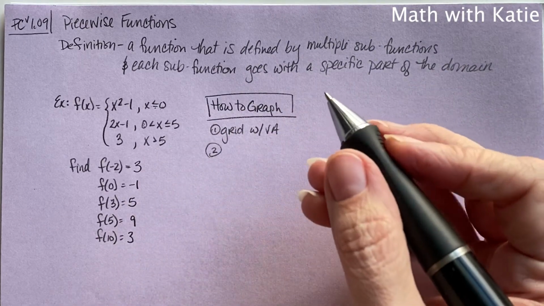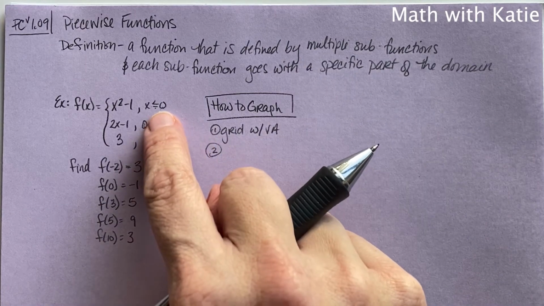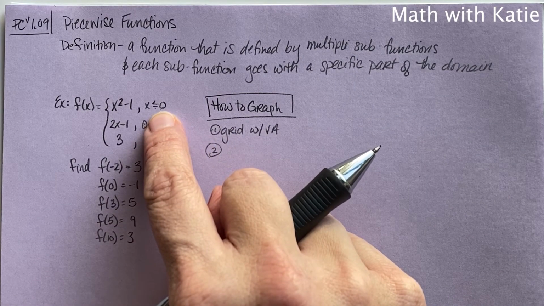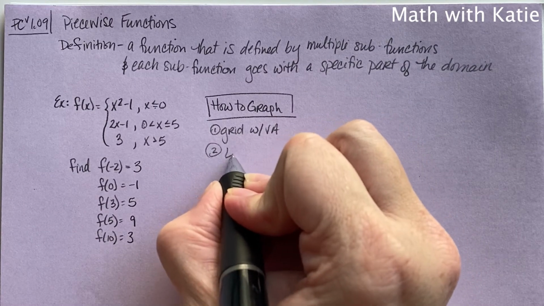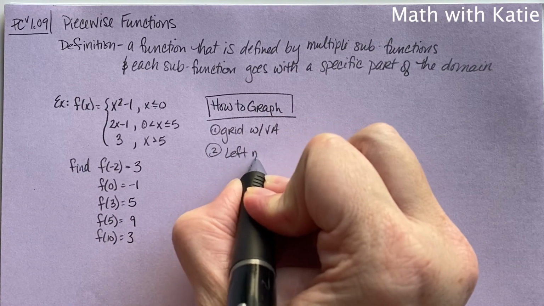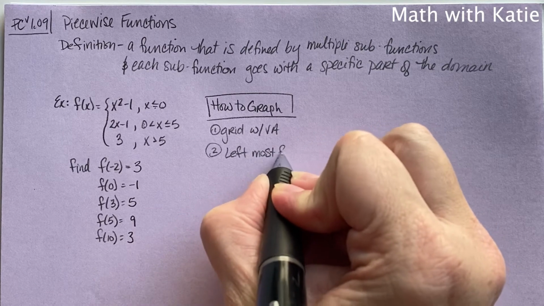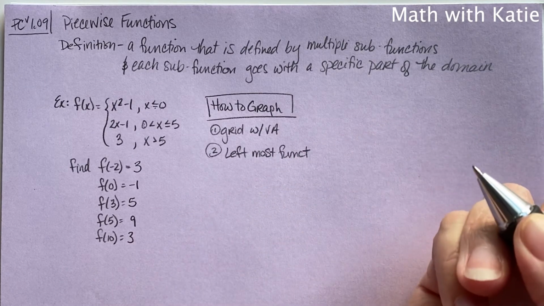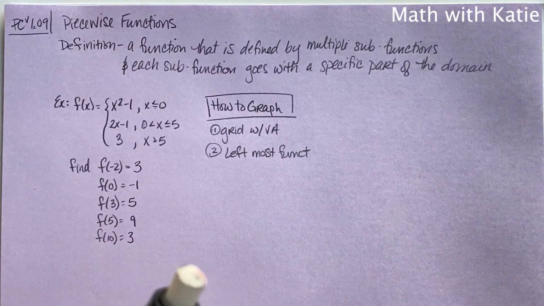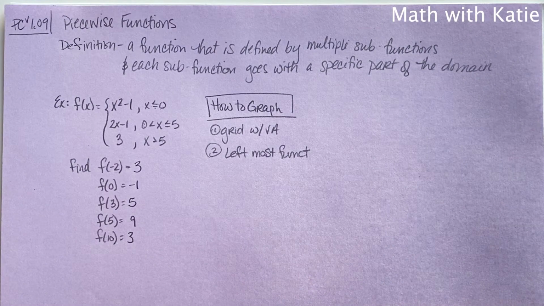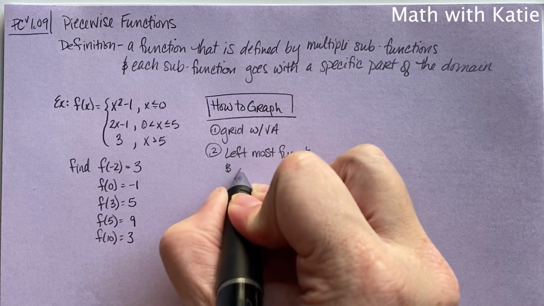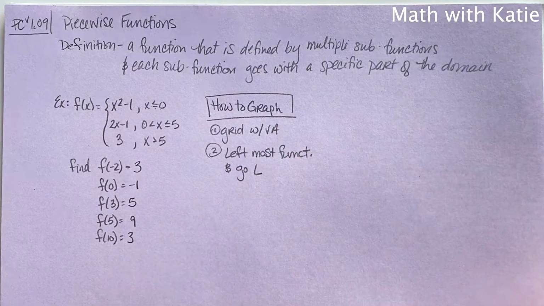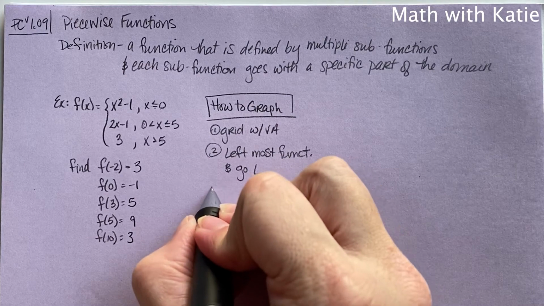Number 2, I start on my furthest one, okay, on my furthest vertical asymptote, and plug that in. So furthest meaning leftmost function. Okay, start with that and work to the left because you're going to the left of that vertical asymptote. Leftmost function and go left, and just get a couple of points. You don't need to do too many.